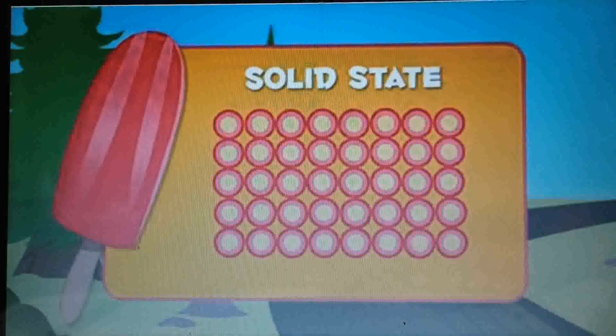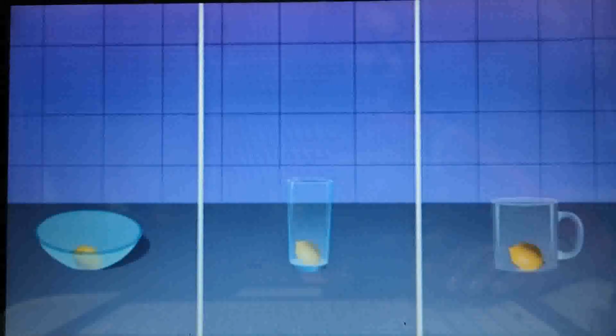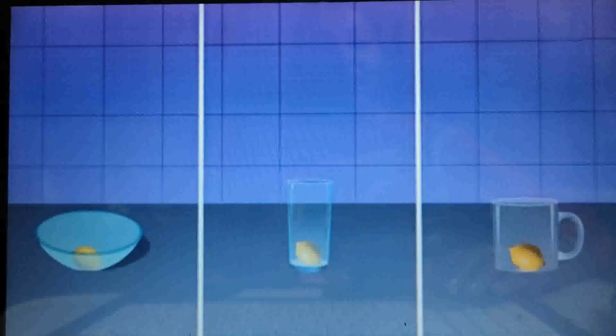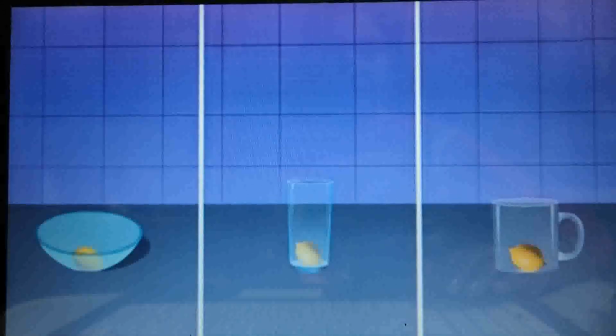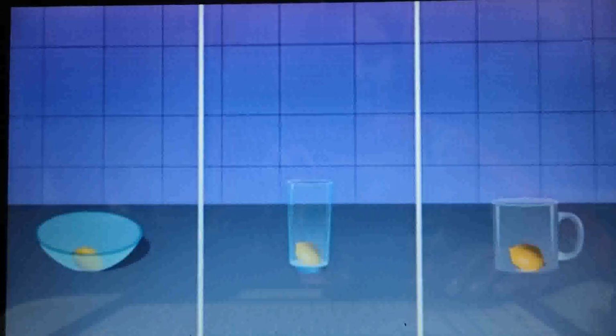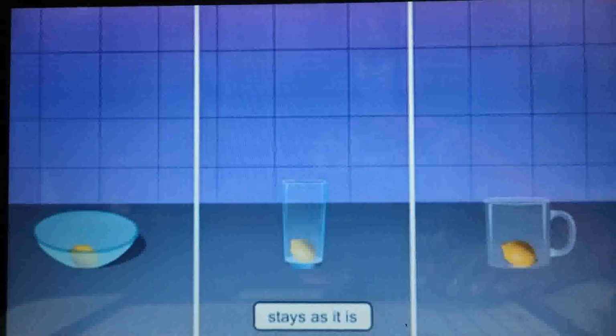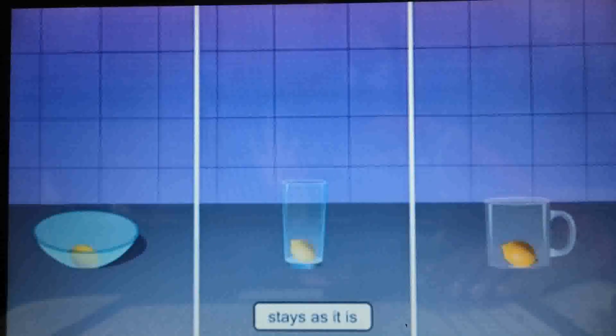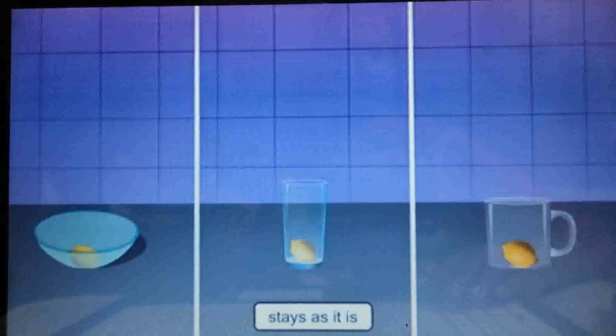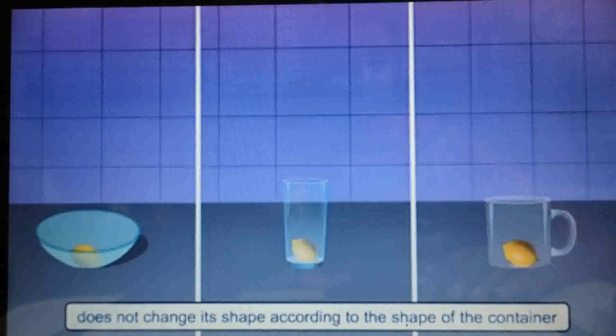First is the solid state. To explain this state, I have taken an example of a lemon. Children, as you can see here, I first kept the lemon in a bowl, then in a glass, then in a cup. Can you see, does the lemon change its shape? No, it stays as it is. It does not change its shape. It does not take the shape of the jar in which it is placed. So this kind of shape we call solid.